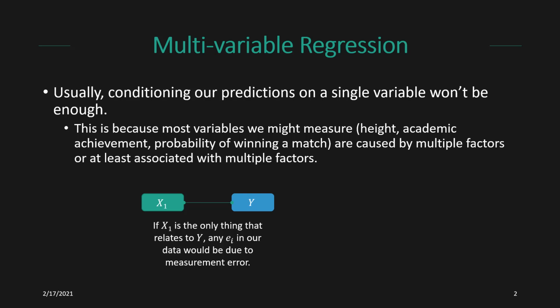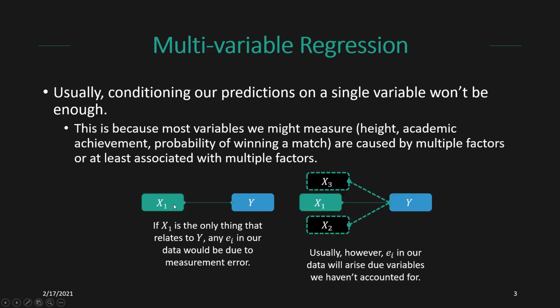The reason for this is that most variables that we measure, our y outcomes, are going to be caused by, or at least associated with, multiple factors. So we couldn't just run simple regressions all the time and hope to get great explanations of y. More often than not, we're going to have to account for multiple x variables in order to get reasonably good predictions of what's going on in y.